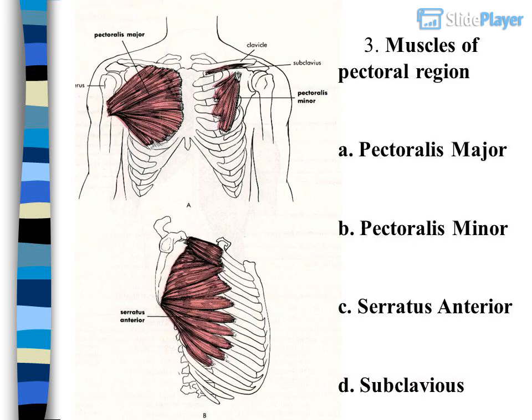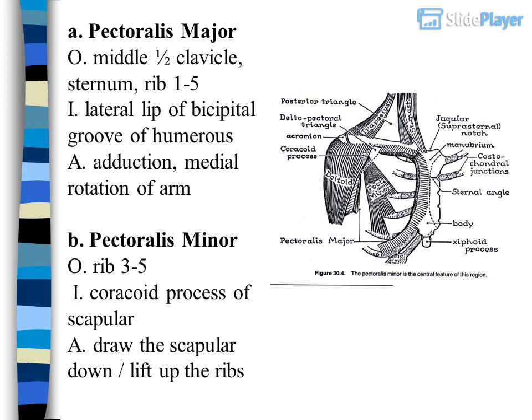3. Muscles of the pectoral region. A. Pectoralis major. B. Pectoralis minor. C. Serratus anterior. D. Subclavius. A. Pectoralis major. Origin: middle half of clavicle, sternum, ribs 1 to 5. Insertion: lateral lip of bicipital groove of humerus. Action: adduction and medial rotation of arm.